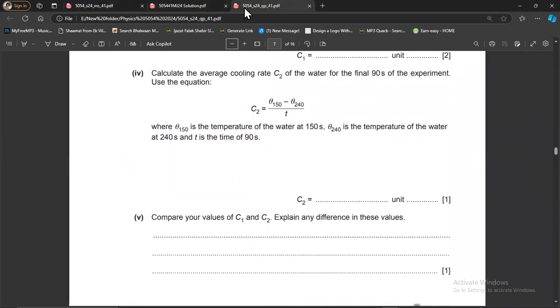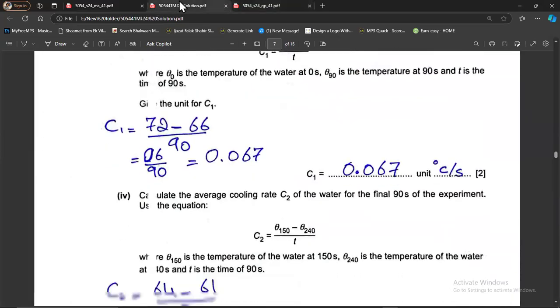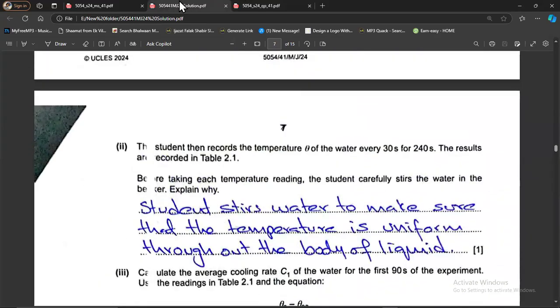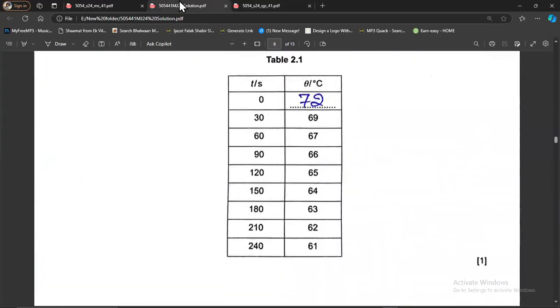Okay, the fourth part, he says calculate the average cooling rate C2 of the water for the final 90 seconds of the experiment. Use the equation temperature at 150 minus temperature at 240 seconds, divided by the time taken. From 150 to 240, the time taken will be 90 seconds, where theta 150 is the temperature of the water at 150 seconds and theta 240 is the temperature of the water at 240 seconds and t is the time of 90 seconds. So this time the cooling rate will be called C2.